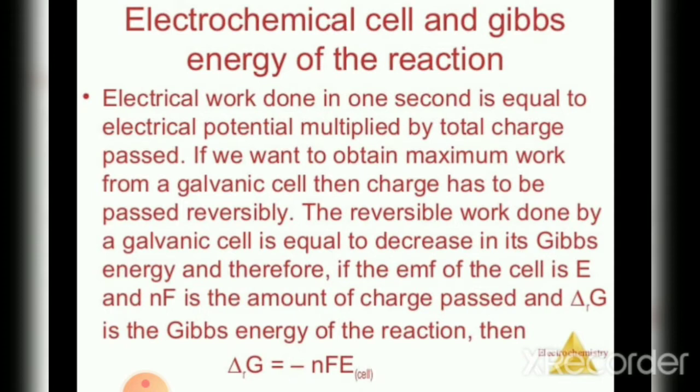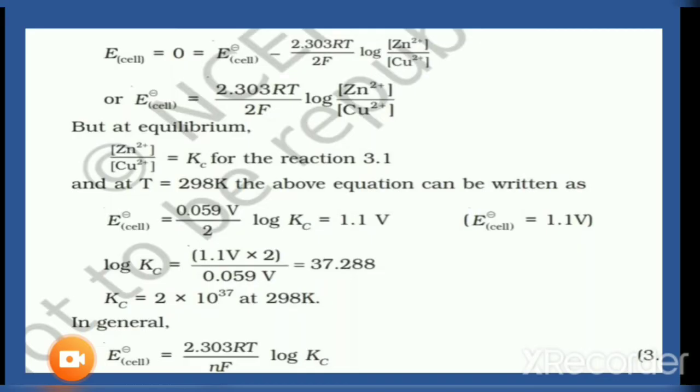Now, if the concentration of all the reacting species is unity, then we get delta G naught is equal to minus nF E naught cell, where E naught cell is the standard EMF of the cell and delta G naught is the standard Gibbs energy of the reaction.